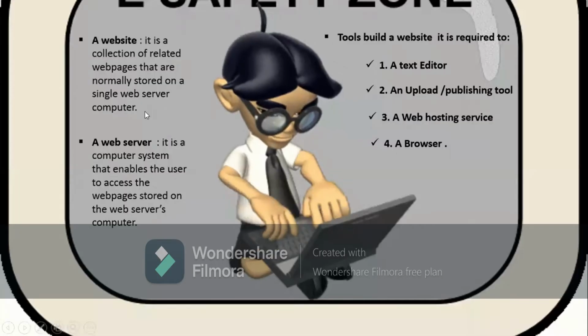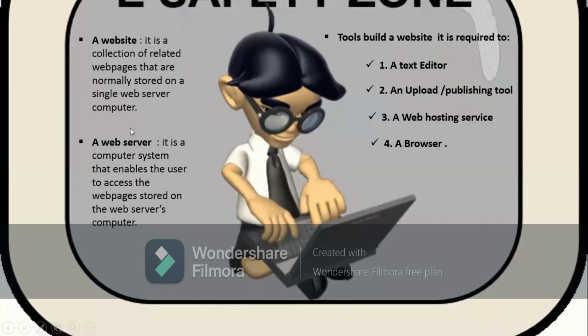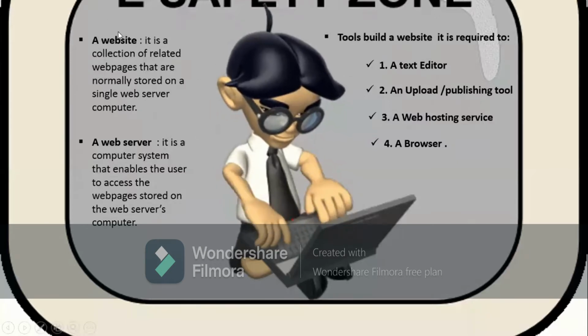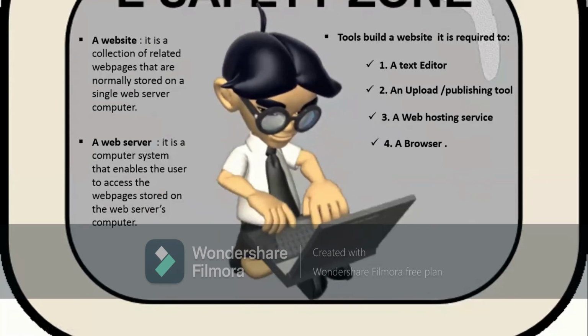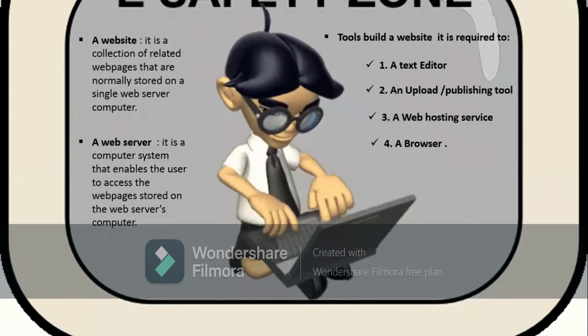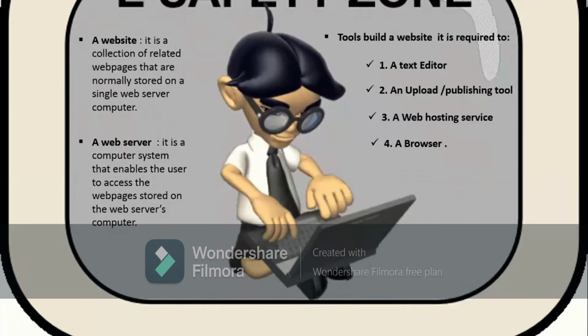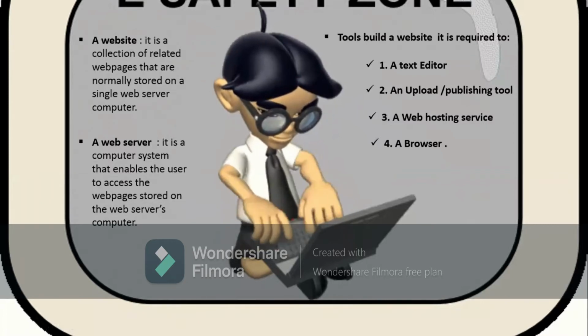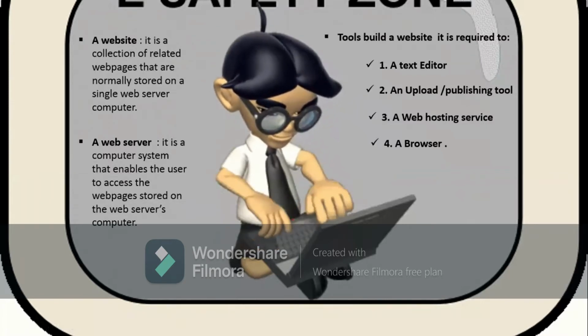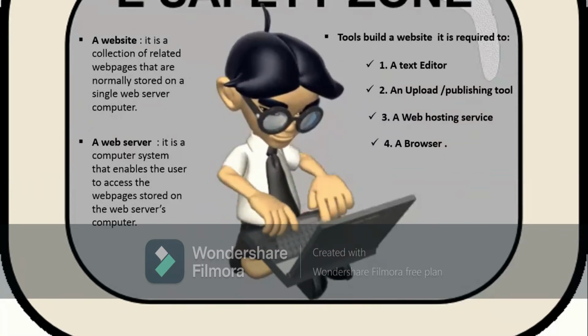Now, what we can summarize from here is that a website, when I talk about sports, a sports website, is a collection of related, identical pages on the same topic, and they are being stored on a single shared server. And a web server is considered a computer system that enables the users to access the web pages that are stored on the web server computer, the host, or the location where the pages reside.